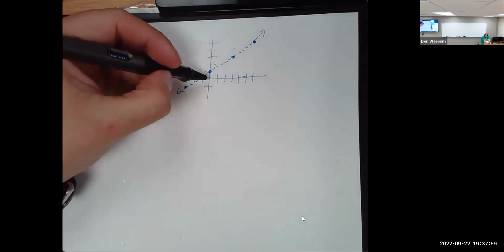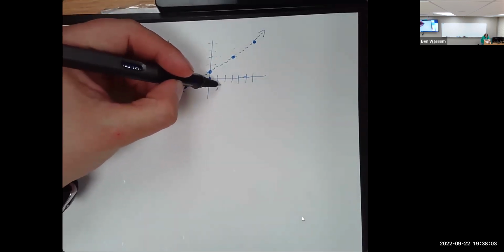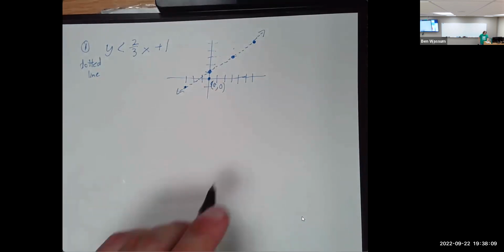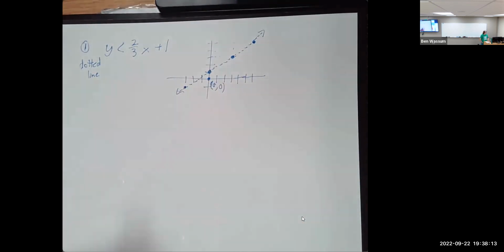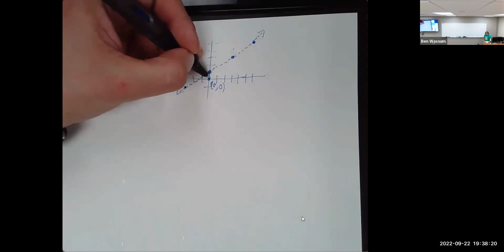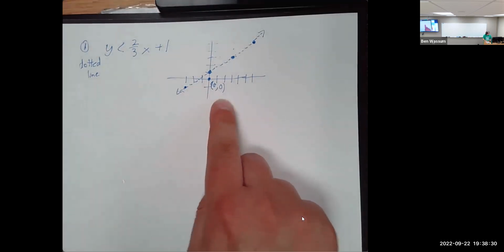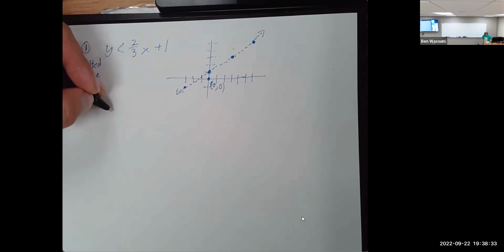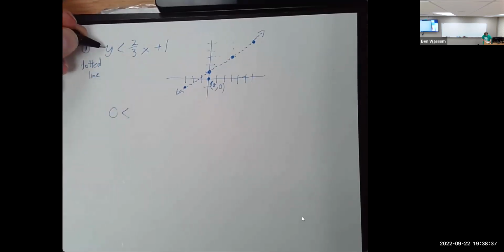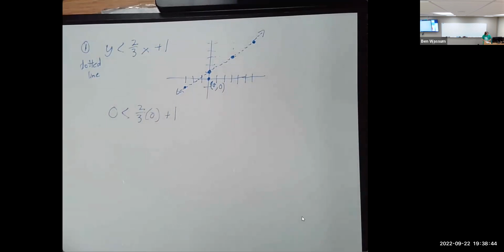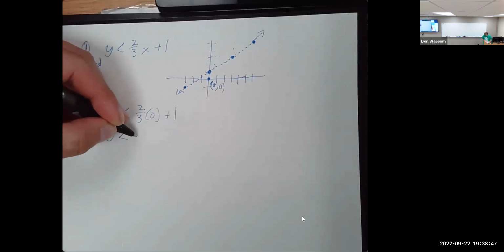So what I like to do is, if it didn't go through the origin, you better believe I love plugging in 0, 0. There is so little effort involved in that. Or I'll pick something else with a 0 on it along one of these axes. A lot of times that's what I'll do. Sometimes I'll pick like 1, 1 or 2, 1, something with small numbers that I don't mind plugging into an equation, right? So we're going to take 0, 0 and plug it in. So we have 0 for y is less than 2/3 times 0 plus 1. So we get 0 is less than 1.